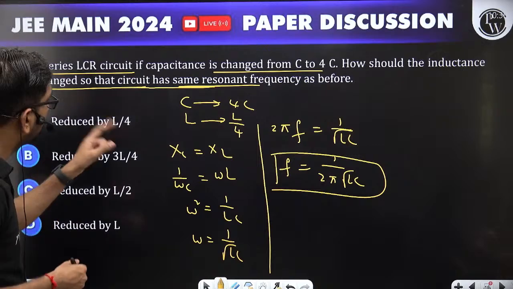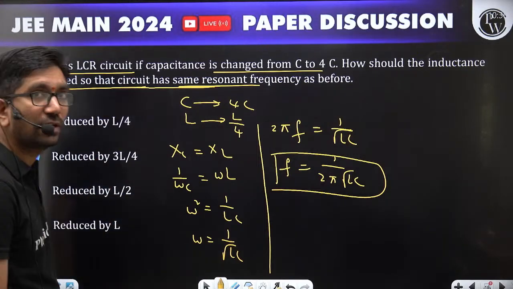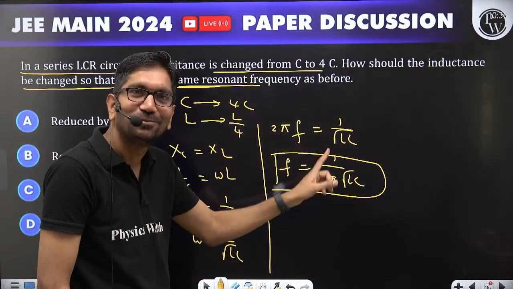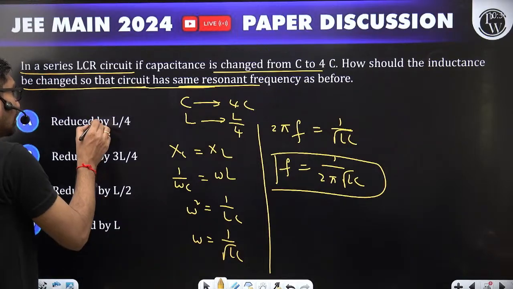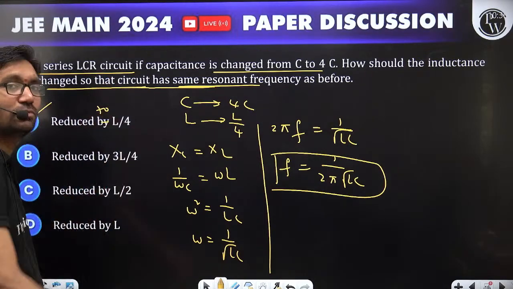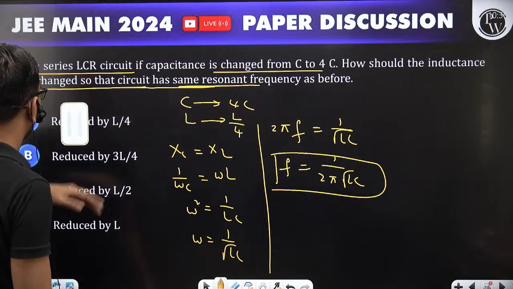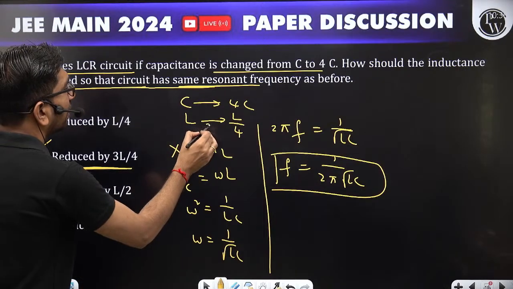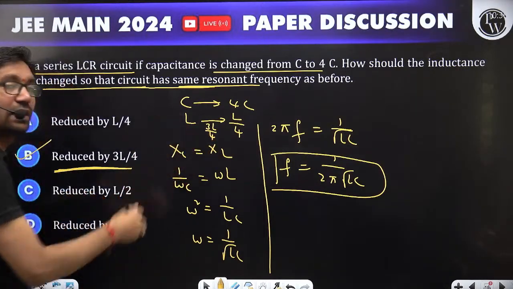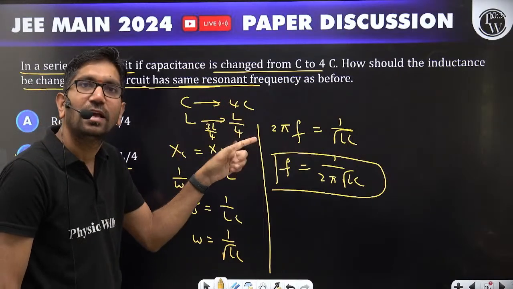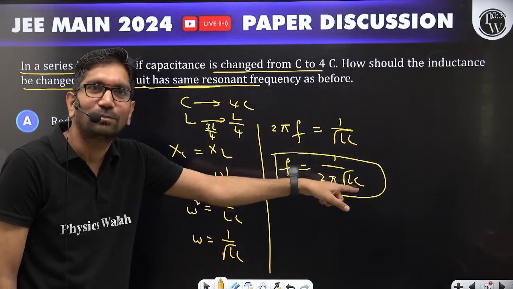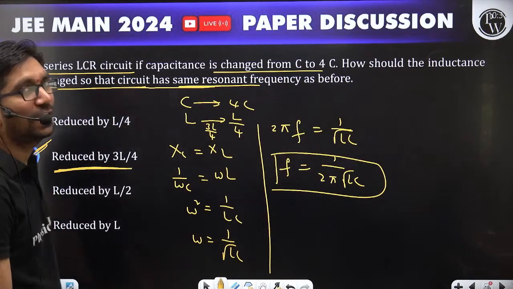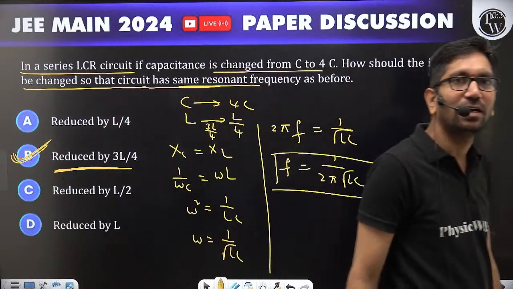So, L should be reduced by L by 4? No, if it is reduced by L by 4, then we get 3L by 4 here. L should be reduced by 3L by 4. See here, if it is reduced by 3L by 4, then finally we get L by 4 only. Easily we can substitute the answer. Then the final answer goes with reduced by 3L by 4. Option B is the correct answer.